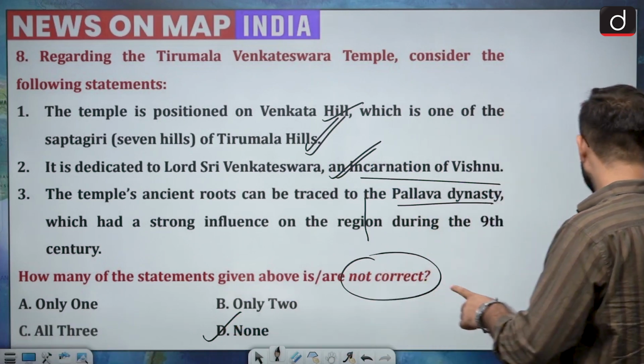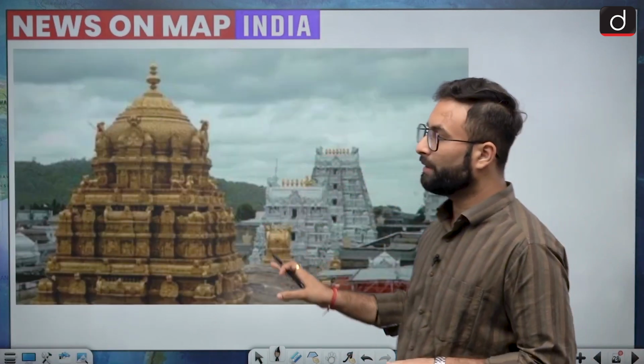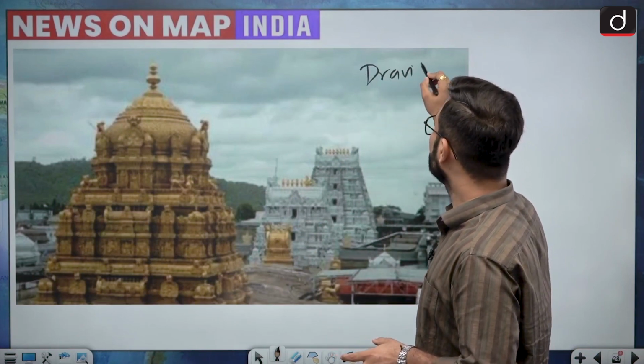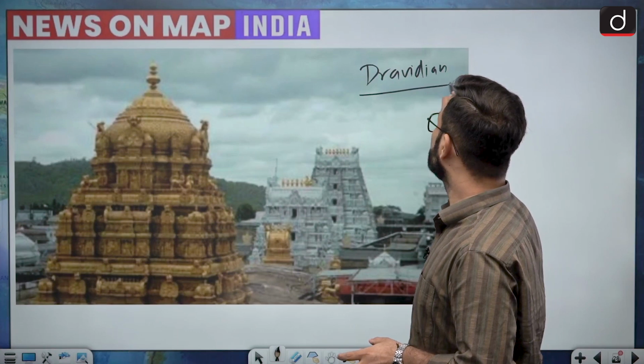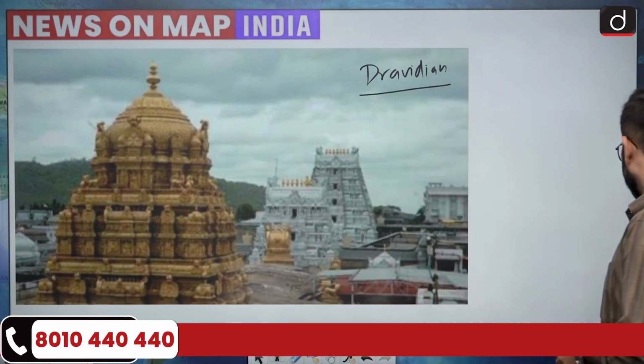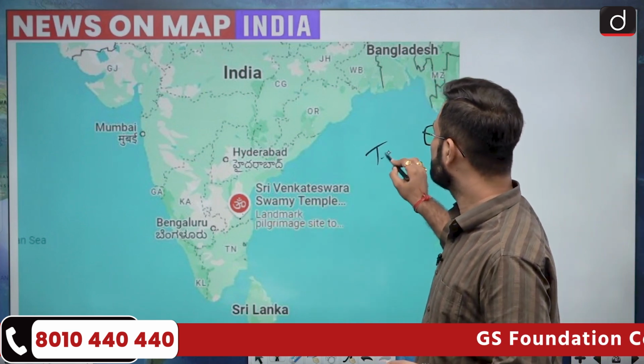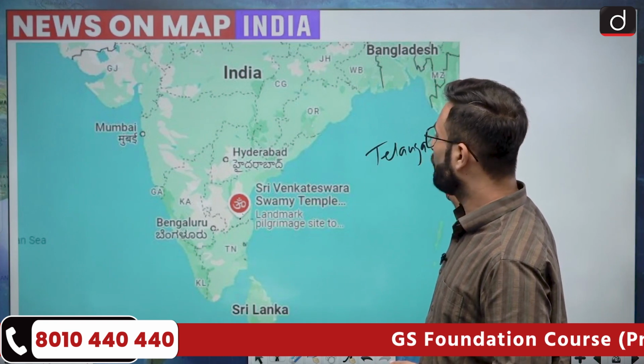Now, if you look at this particular temple, it has an architectural style that is Dravidian. You will see that all the features like the Gopuram, etc., are present in this temple. Now, if you look at the location, that is in Telangana. Okay, I hope that is clear.